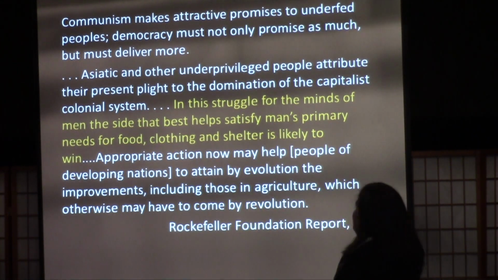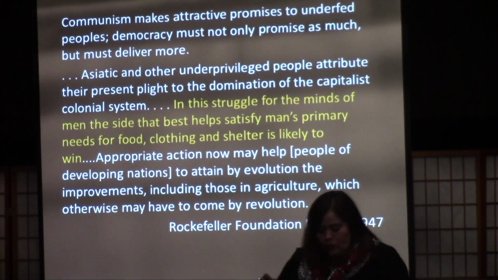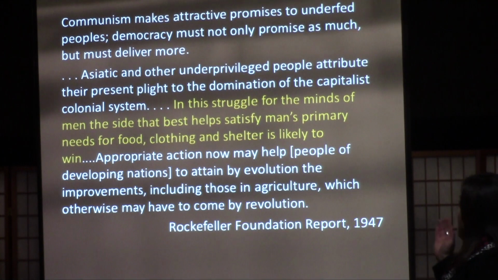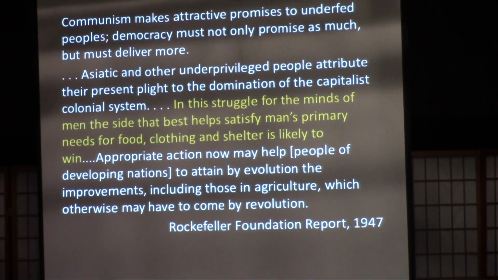In 1947, the Rockefeller Foundation, there was this report in their archives. And they mention this. Communism makes attractive promises to underfed peoples. Democracy must not only promise as much, but must deliver more. Asiatic and other underprivileged people attribute their present plight to the domination of the capitalist colonial system. In this struggle for the minds of the men, the side that best helps satisfy man's primary needs for food, clothing, and shelter is likely to win.